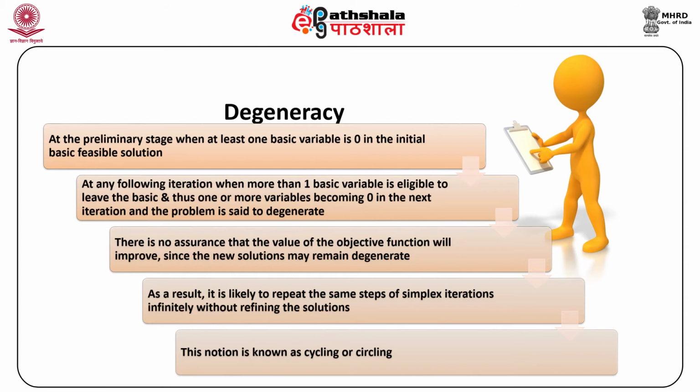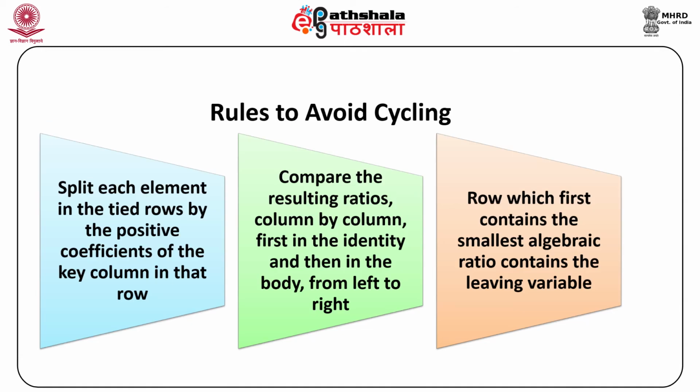As a result, it is likely to repeat the same steps of simplex iterations infinitely without refining the solutions. This notion is known as cycling or circling. Rules to avoid cycling. First, divide each element in the tied rows by the positive coefficients of the key column in that row. Second, compare the resulting ratios column by column, first in the identity and then in the body, from left to right. Third, the row which first contains the smallest algebraic ratio contains the leaving variable.